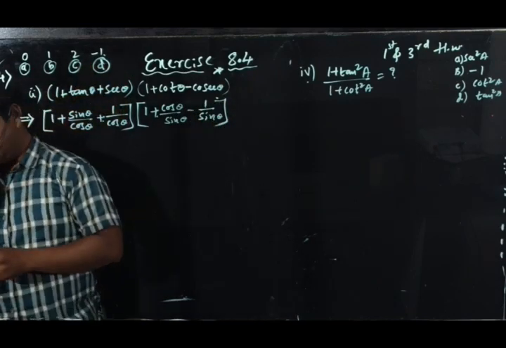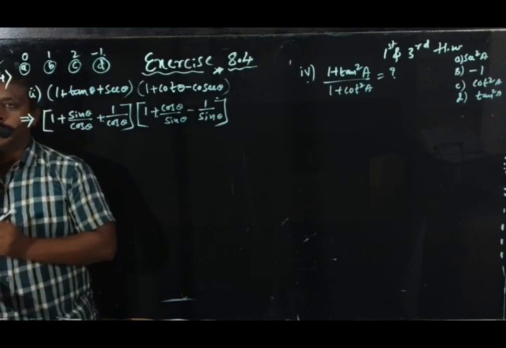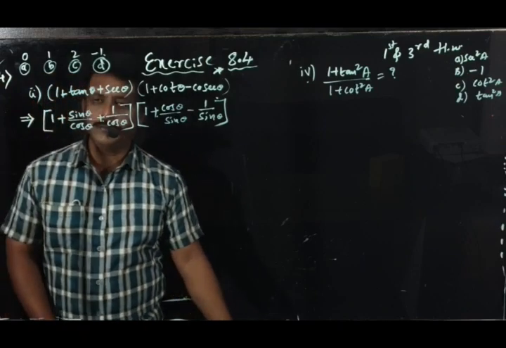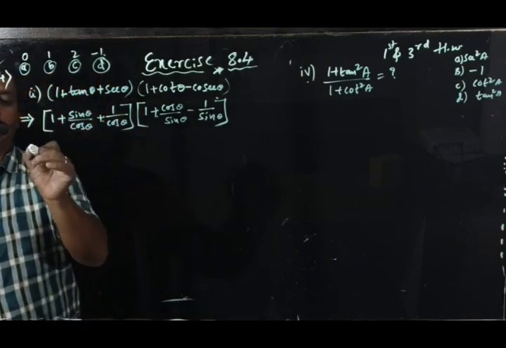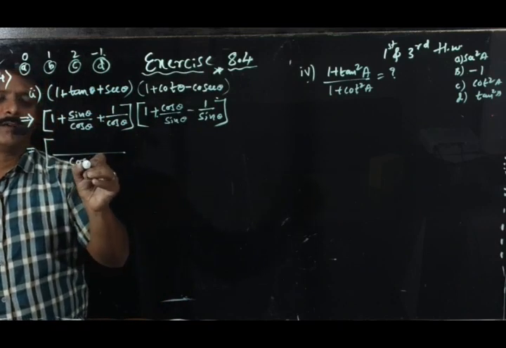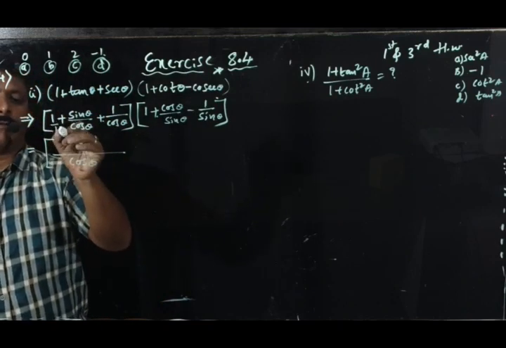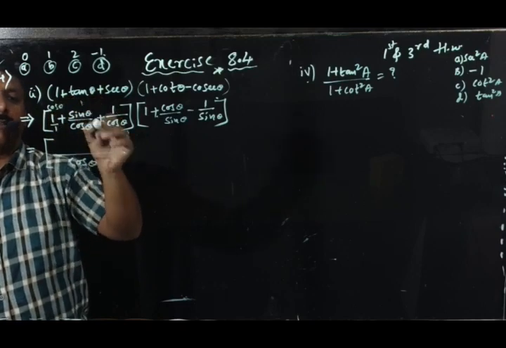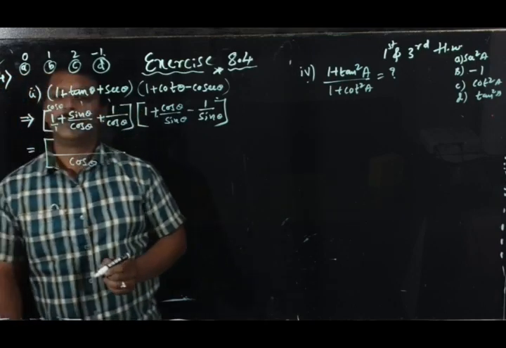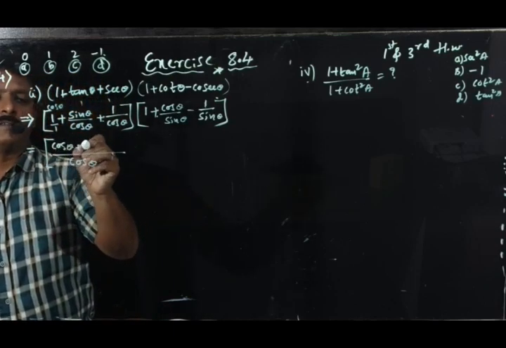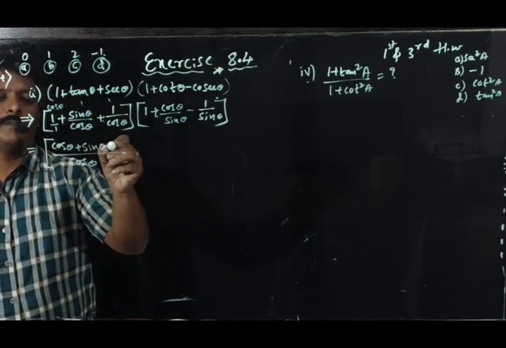Done? Yes, sir. Now what to do? In each bracket, you have to find the LCM of the denominator. First bracket, LCM is cos theta. Here 1 by 1, cos theta. Then what you will get? Cos theta plus sine theta plus 1, over cos theta.